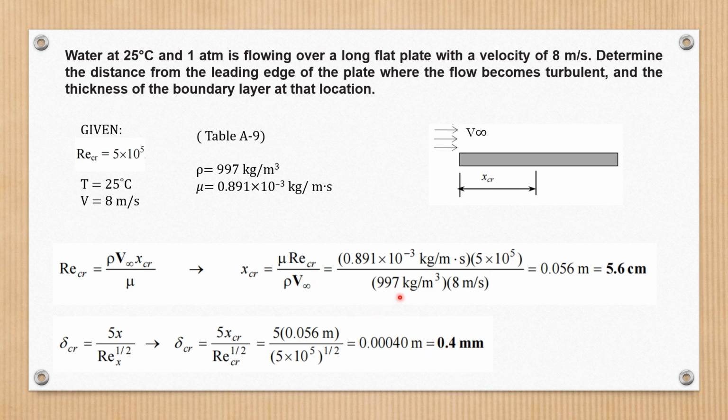Therefore, the flow becomes turbulent after about 5.6 centimeters from the leading edge of the plate and the thickness of the boundary layer at that location is equal to 0.4 millimeter.